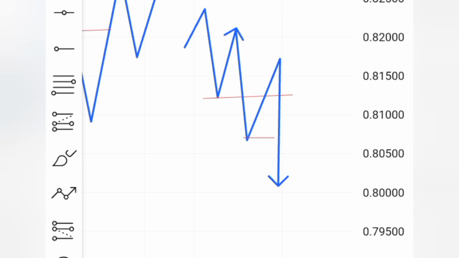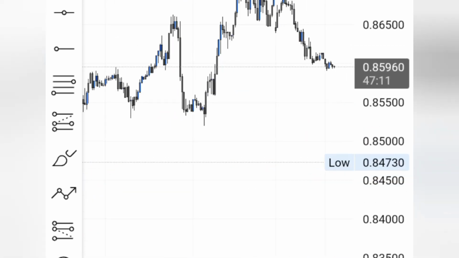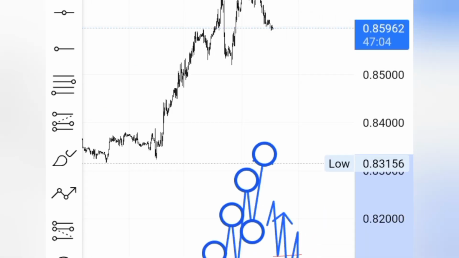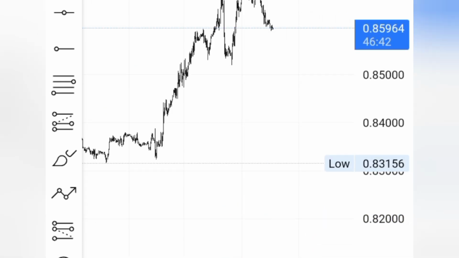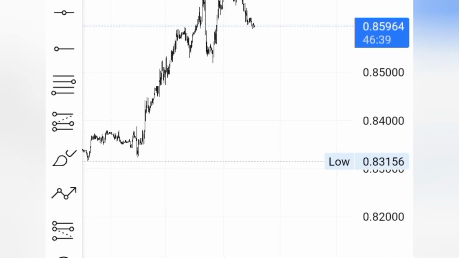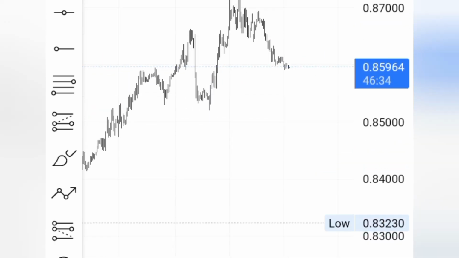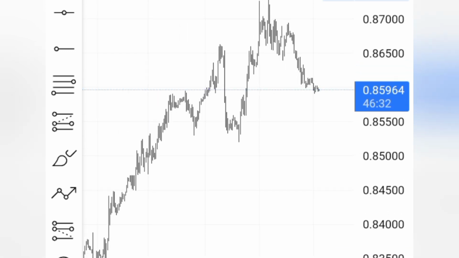Now let's see how to identify break of market structure on our charts. When you come to your chart, first of all, you have to know where the market trend is. That means you have to first know the trend. When you look at this pair, which trend is this? This is a bearish trend. Now how do you know that this is a high and this is a low?